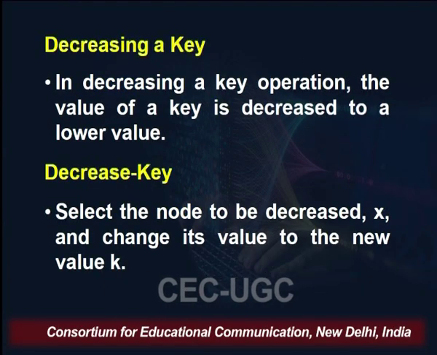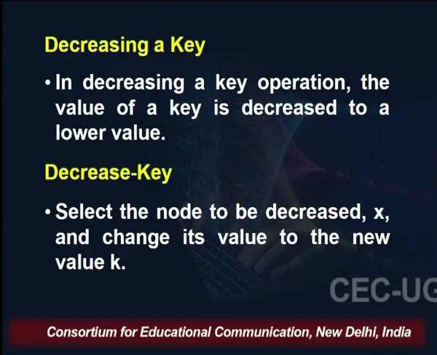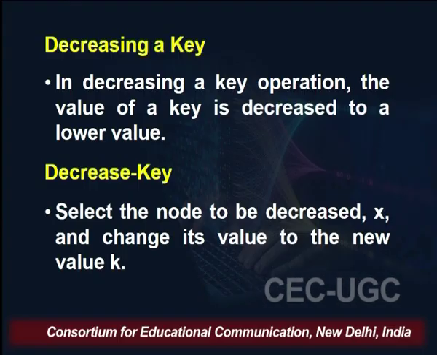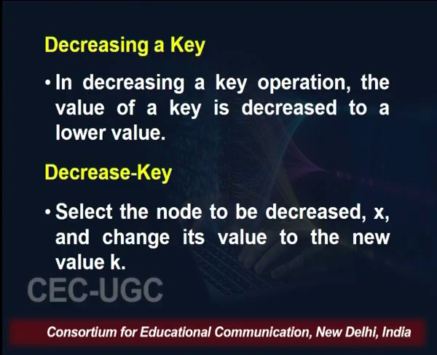So, in the decrease key operation, the value of a key is decreased to a lower value. The selected node is to be decreased to a particular value, let us say k, which is lower than the present value of that node x. So, we select a node x, and if we are decreasing the key to k, one thing is for sure: k is definitely lower than the current key of x, only then is this decrease key operation going to serve any reasonable purpose.